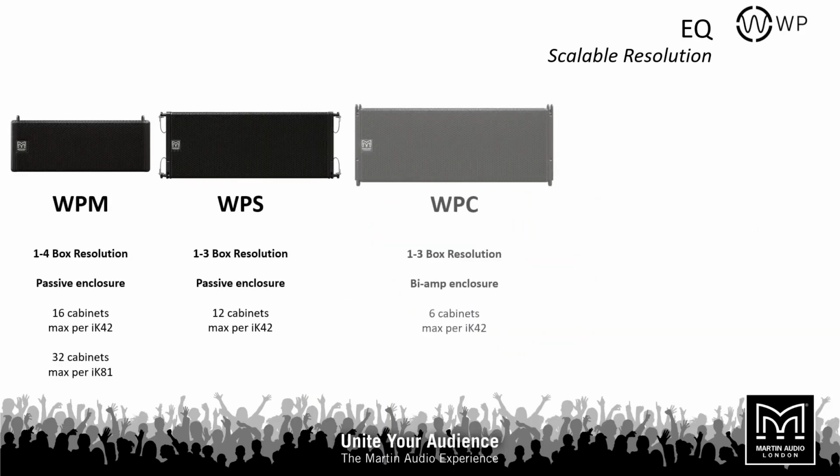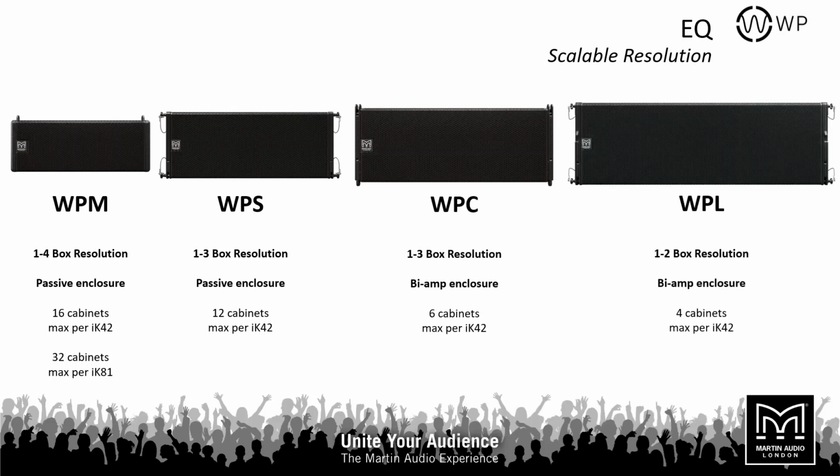So if we look at the 4 models in the lineup, first of all, we have WPM, which is a passive enclosure, and can be run in anything from 1-box to 4-box resolution, which means we can have up to 16 cabinets run on a single IK42 amplifier, or 32 cabinets on an AT1.